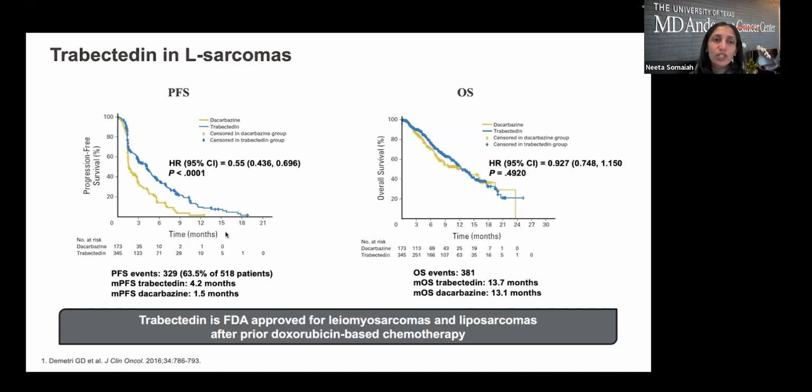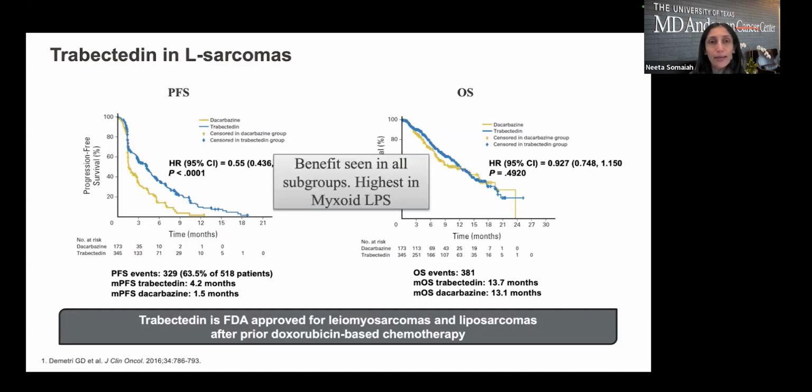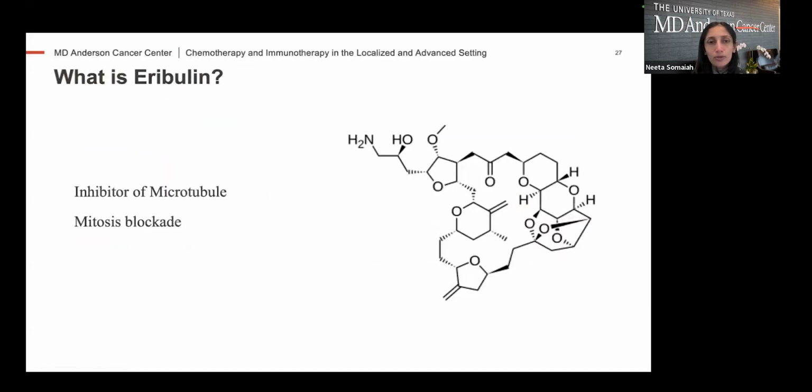And here you can see that the trabectedin was able to delay progression compared to dacarbazine. And the benefit was for both leiomyosarcomas and liposarcomas. The benefit was seen in all subgroups, but the highest benefit was seen in the myxoid liposarcoma subgroup. We think it's almost targeted to that translocation somehow.